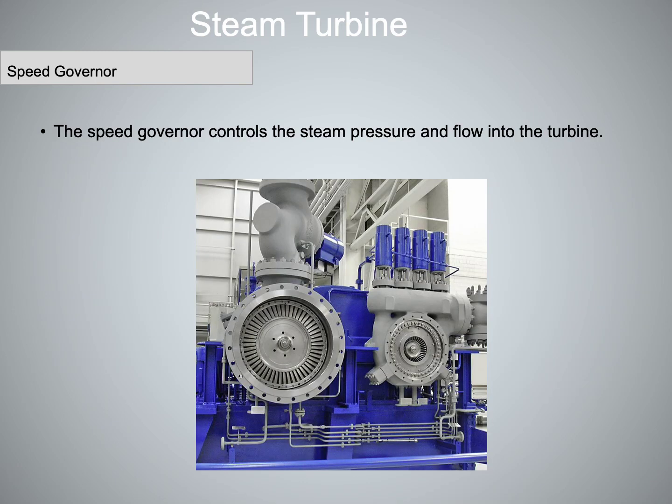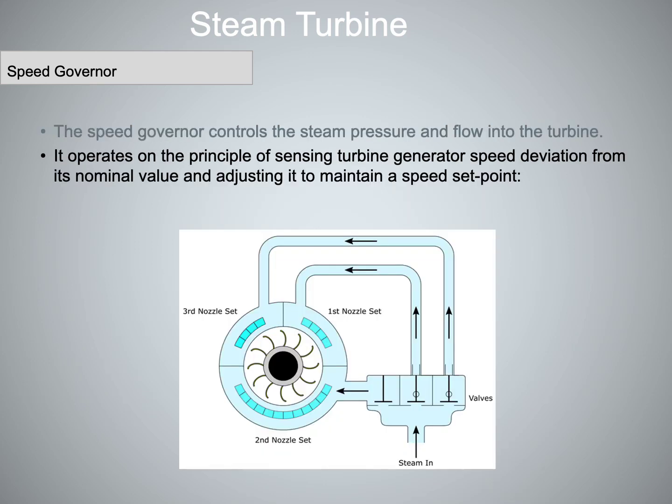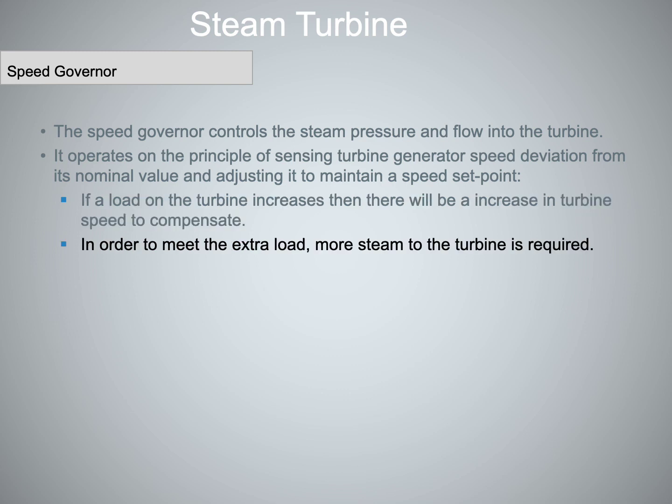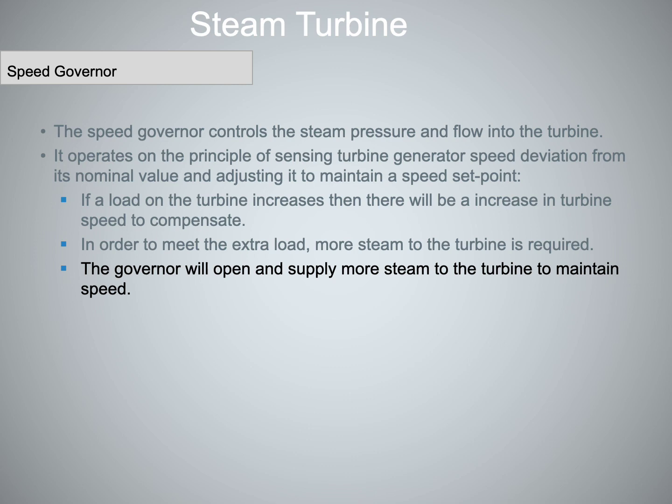The speed governor controls the steam pressure and flow into the turbine. It operates on the principle of sensing turbine generator speed deviation from its nominal value and adjusting it to maintain a speed set point. If a load on the turbine increases, then there will be an increase in turbine speed to compensate. In order to meet the extra load, more steam to the turbine is required. The governor will open and supply more steam to the turbine to maintain speed.